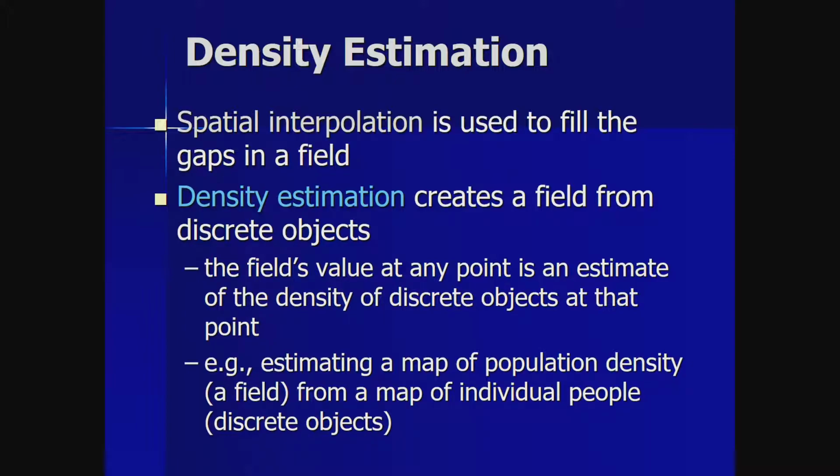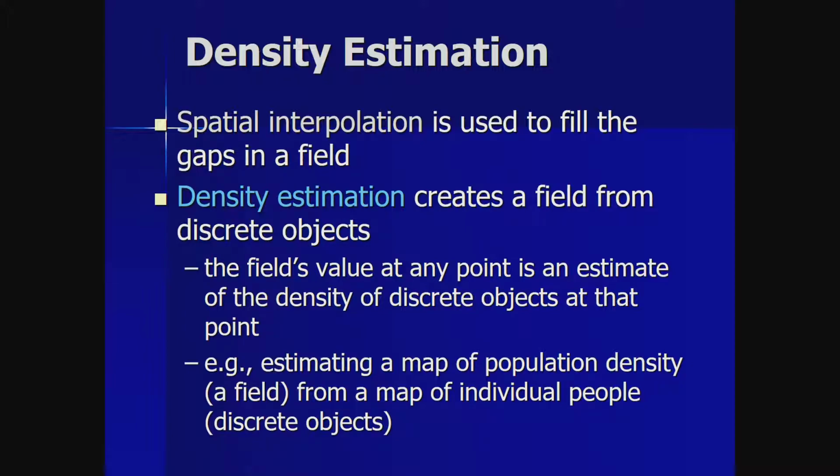So this is spatial interpolation. We'll talk about that later. Density estimation creates a field from discrete objects, usually points, but technically we could also do it with lines. It doesn't really make a whole lot of sense to do it with polygons, so it's either lines or points, typically points. All right, so the output raster's value at any point is an estimate of the density of discrete objects at that point.